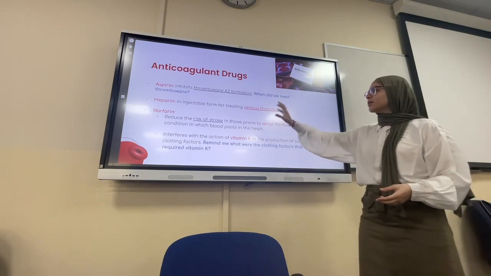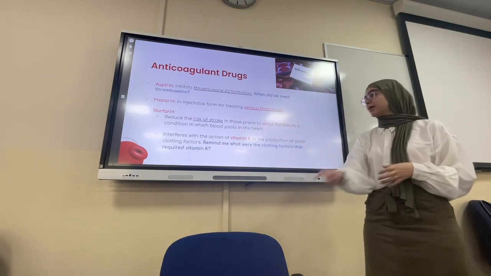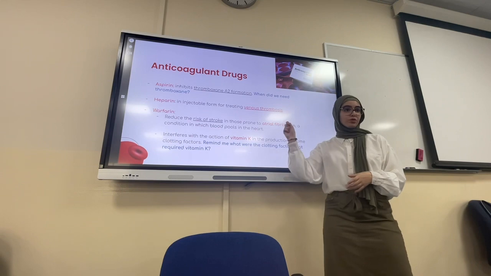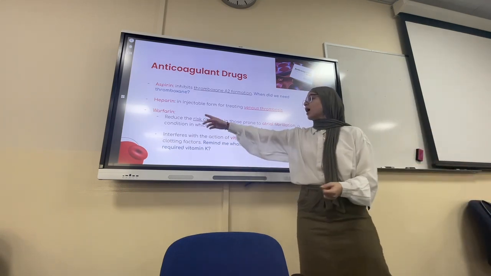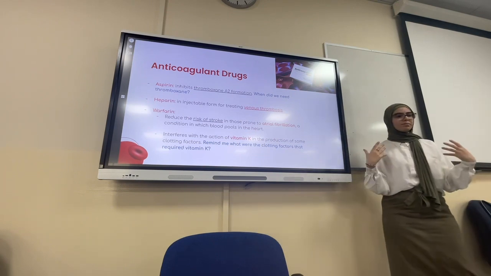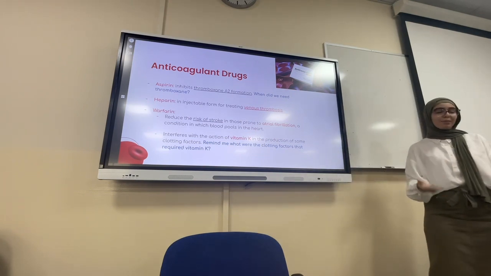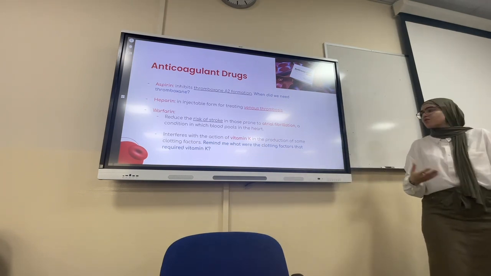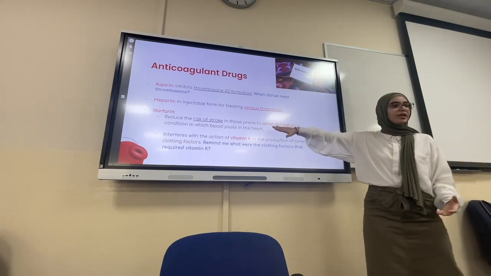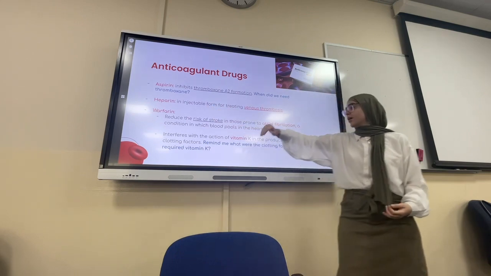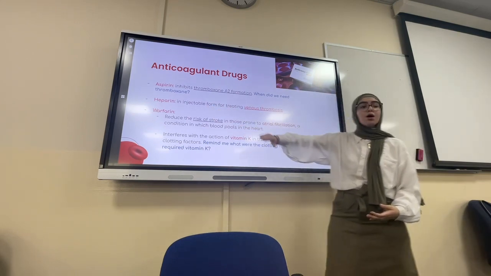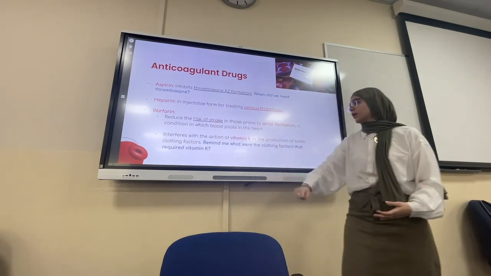In heparin, a very specific clinical application would be venous thrombosis. That's a very specific clinical application that might come up in a question. And warfarin, again a clinical application, is if a patient has a risk of a stroke and has atrial fibrillation. So if I see venous thrombosis, most probably heparin. If I see atrial fibrillation, most probably it's going to be warfarin.